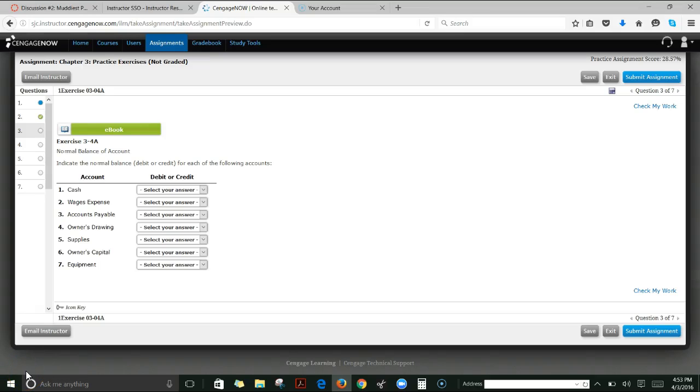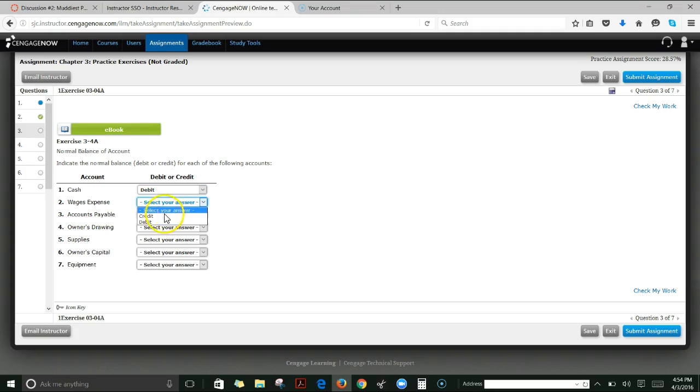Okay, on this one, I'm going to demonstrate the normal balance of the account, which I've talked about in the previous video. So this should be real quick, just to select the normal balance. Is it a debit or credit balance account? Remember that the normal balance side has to do with where it is on the accounting equation. So cash is on the left side and it's a debit, so it's a debit balance normal account.